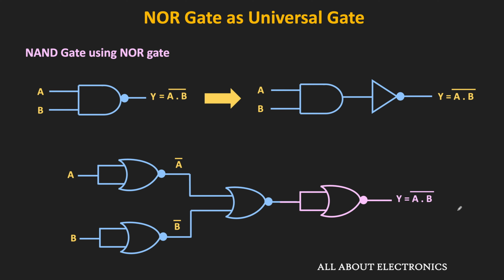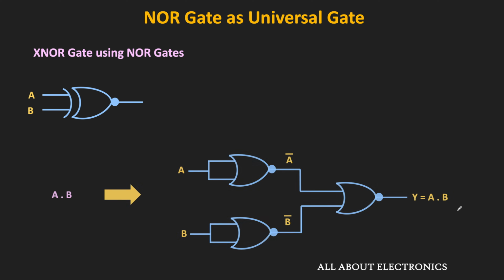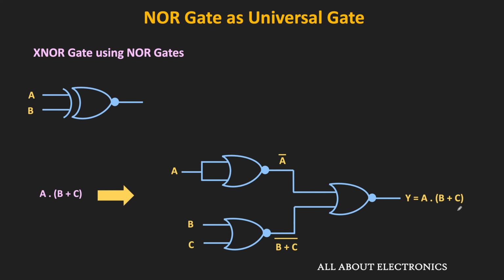Similarly, let us see how to implement the XNOR gate using the NOR gate. But before that, let us understand one thing. We have seen that if we want to perform the AND operation of A and B, or A dot B, then we require a total of 3 NOR gates. Similarly, if we want to perform A dot B plus C, then also we require 3 NOR gates. Here, with the first 2 NOR gates, we will get this A bar signal and this B plus C whole bar. And the output of the third NOR gate is the complement of this A bar plus this B plus C whole bar, which is equivalent to A dot B plus C.